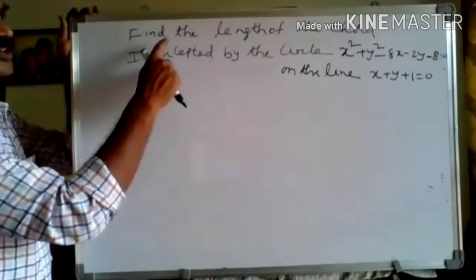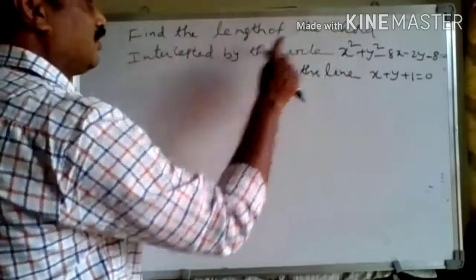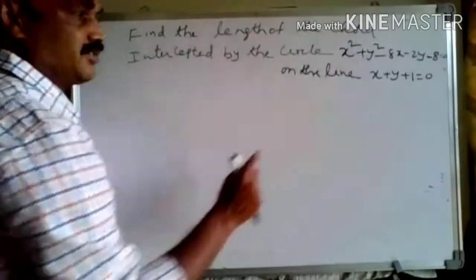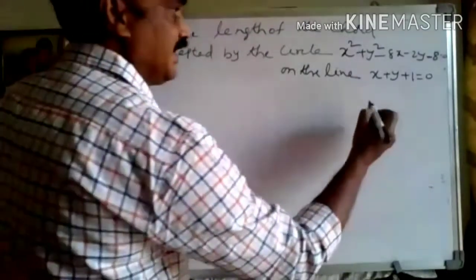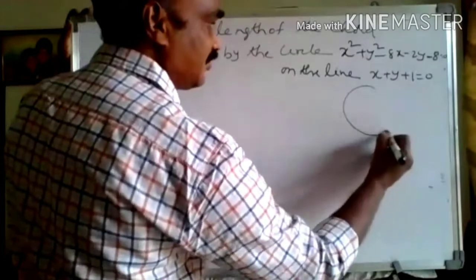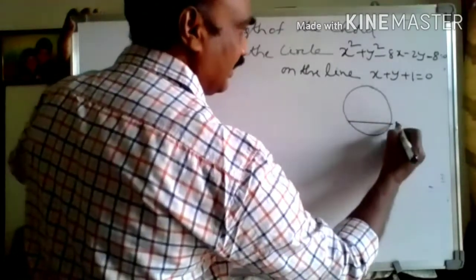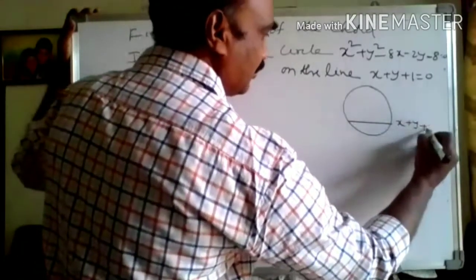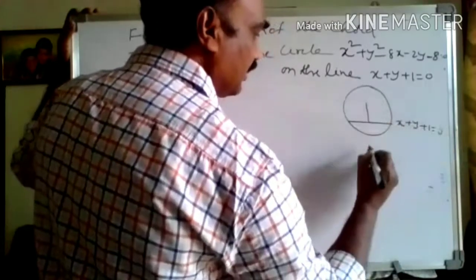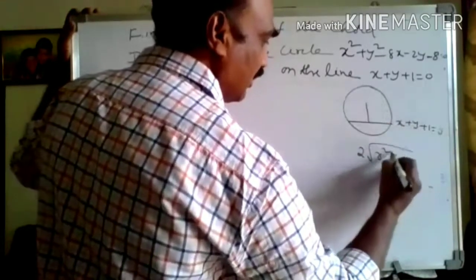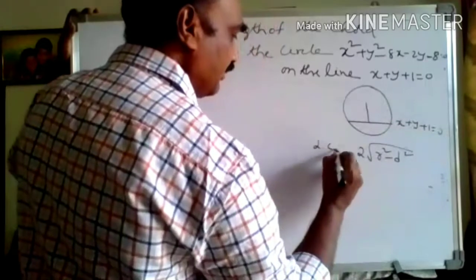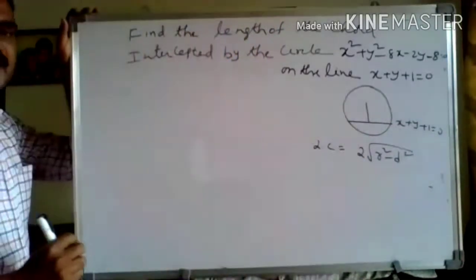So next question, same model. Find the length of the chord intercepted by the circle x square plus y square minus 8x minus 8y minus 8 is equal to 0 and the given line x plus y plus 1 is equal to 0. So length of the chord is equal to formula 2 root r square minus d square.